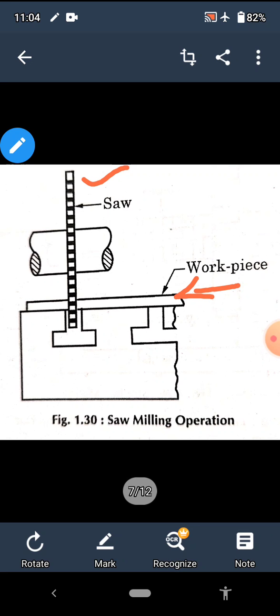Saw milling can be performed for complete parting off, which means we are dividing the workpiece into two different parts. The cutter and the workpiece are set in such a manner that the cutter is directly above the T slot of the table. This is the T slot of the table and the cutter is positioned just above the T slot.